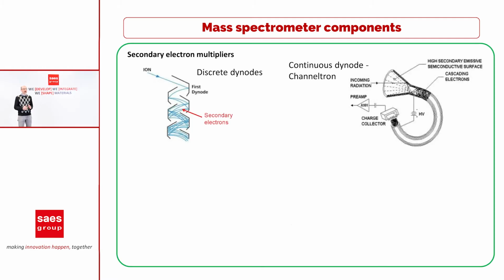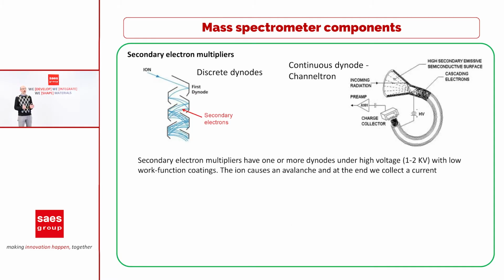Secondary electron multipliers have one or more diodes under high voltage, 1 or 2 kV, covered with low work function coatings. The incoming ion causes an avalanche, and at the end we collect a current.